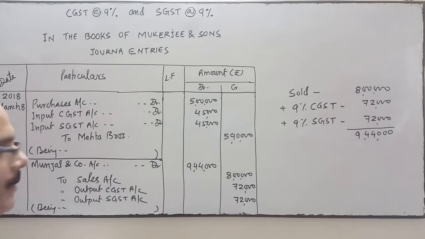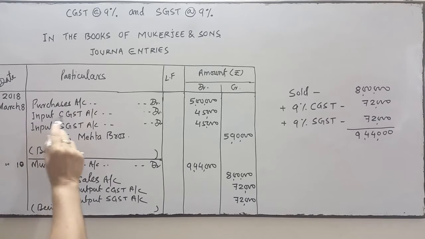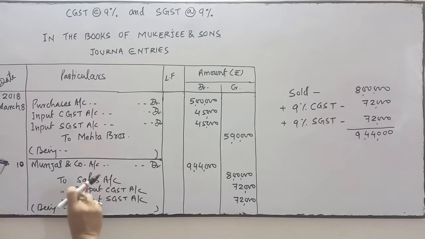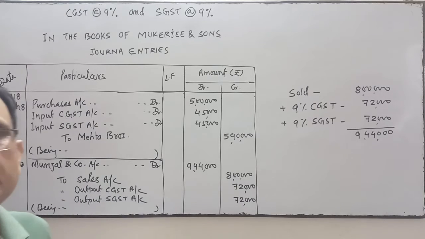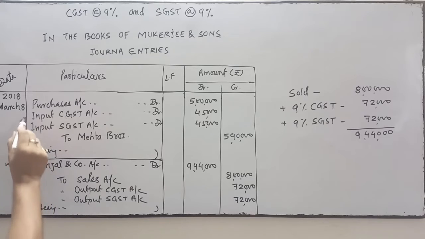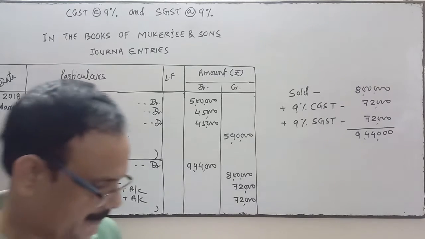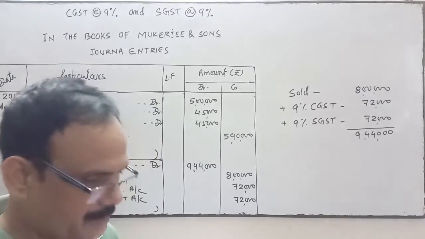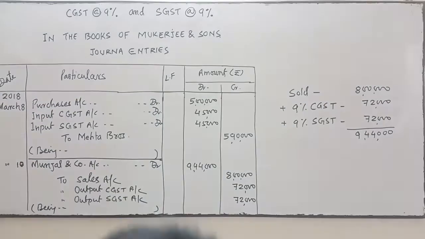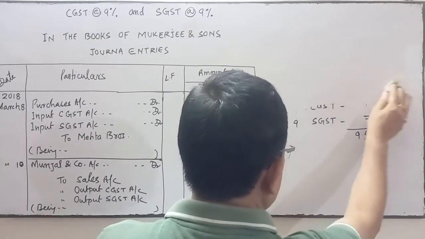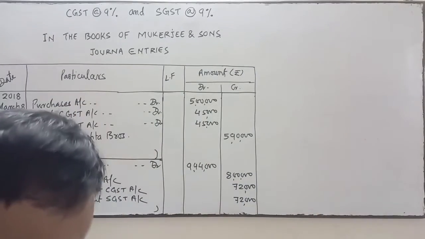I have already discussed the CGST and SGST. Input CGST is an asset, and output CGST and output SGST are a liability. This is your asset, and this is your output CGST and SGST, which is your liability. Already discussed it. Now we'll see the next transaction.